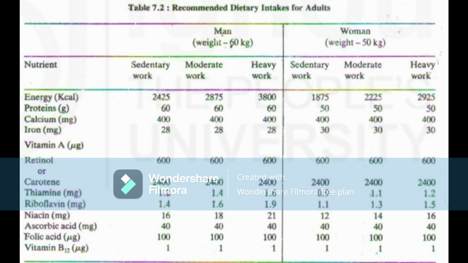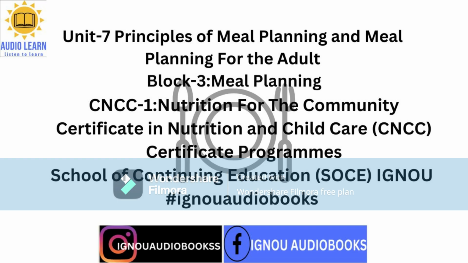Table 7.2 Recommended dietary intakes for adults. Look at the screen for table content. In Table 7.2 you would have noticed that the nutrient requirements for adults are given under the 3 categories based on activity level: sedentary, moderate and heavy work, and the nutrient requirements for men and women are given separately. Why is it so? This is because the activity level, sex, body size/composition all influence the nutrient need. Let us consider each of them separately.